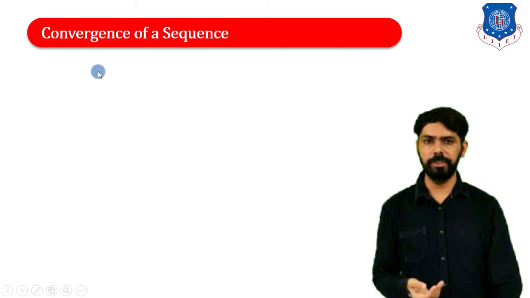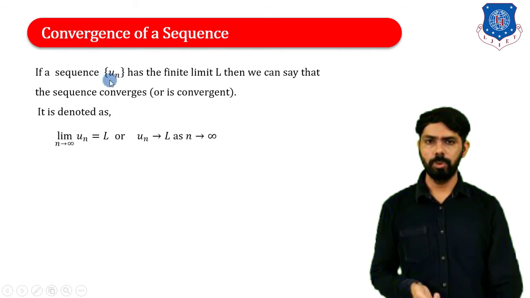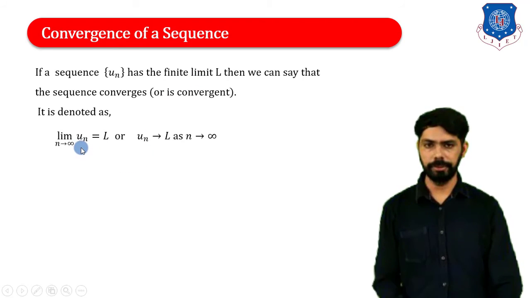Now we will discuss convergence of a sequence. If a sequence un has a finite limit capital L, then we can say that the sequence converges or it is convergent, and it is denoted as limit n tends to infinity un is equal to capital L, or un tends to L as n tends to infinity. So if limit n tends to infinity un is equal to capital L, where capital L is a finite limit, then we can say that the sequence un is convergent.